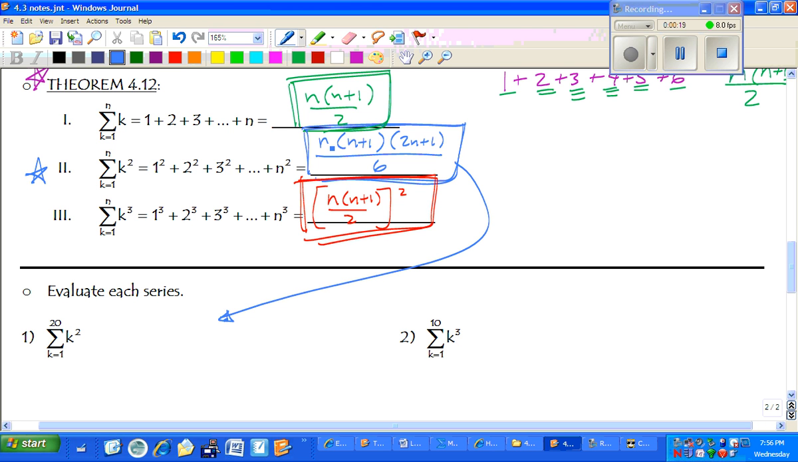This time our n, our number of terms, is 20. So we have 20 times 20 plus 1 times 2 times 20 plus 1 all over 6. So we get 20 times 21 times 41 all over 6. So our sum comes out to 2,870.